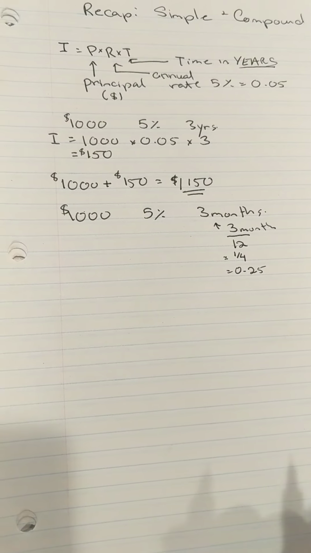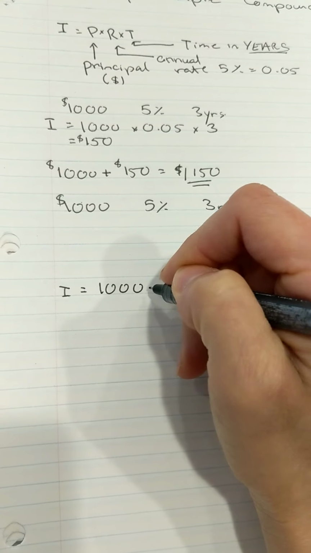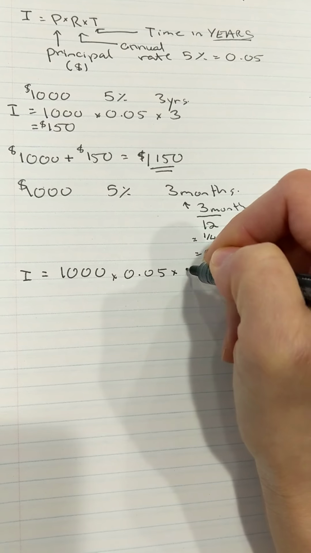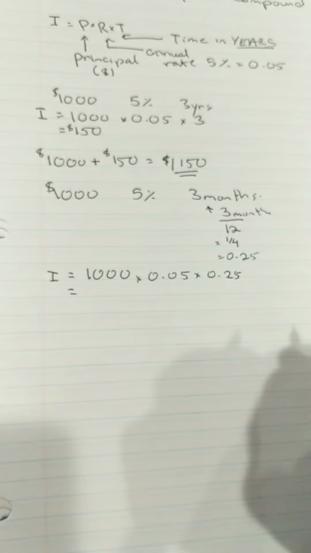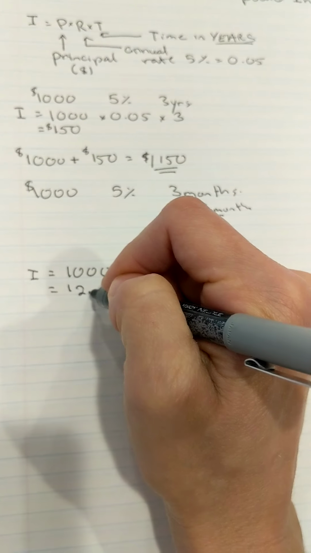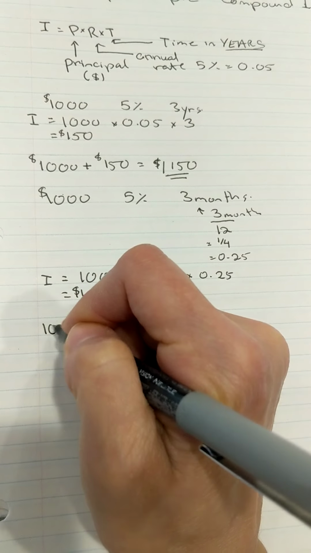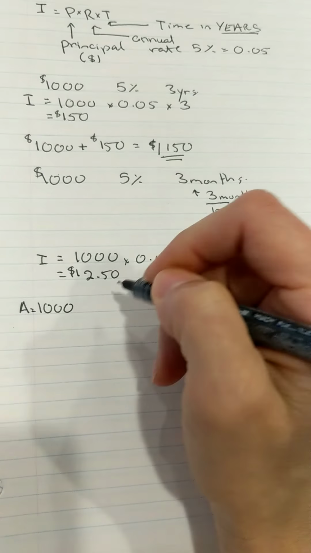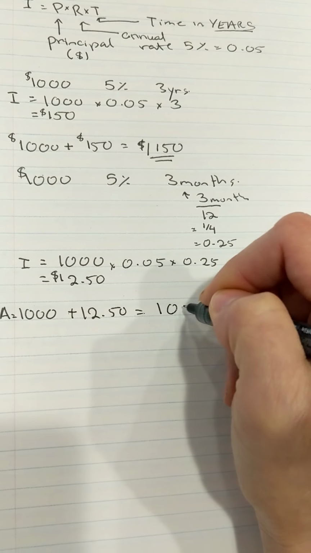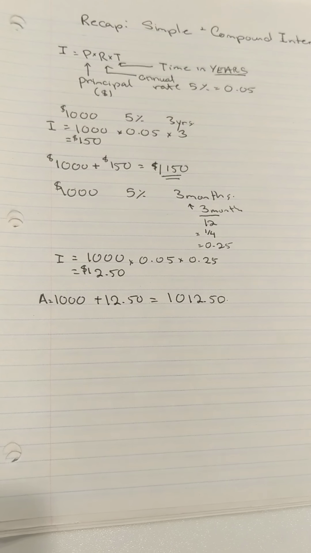Okay, so when you go to calculate your simple interest, I equals 1,000 times 0.05 times the 3/12 or the 0.25. Take your calculator, plug them in, and you should get $12.50. Okay, so you've put $1,000 into the bank, you get a whole $12.50 in those 3 months for a total of $1,012.50. Okay, that is a simple interest recap.